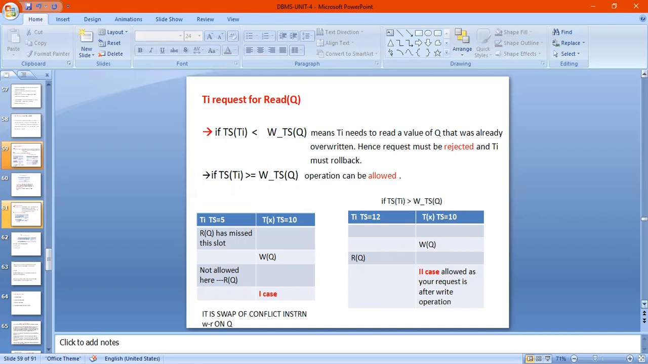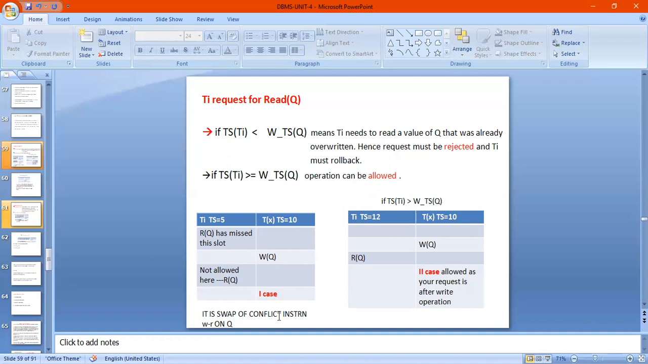So let's see this in a schedule to avoid confusion. Here Ti has timestamp equal to 5 and Tx has timestamp equal to 10. Here the read of Q has missed this slot, then Tx is vacant. Here again Ti is vacant, and the write of Q is not allowed here as there is a read of Q. Again, there is a gap in the time slot, so the time slot is vacant here.